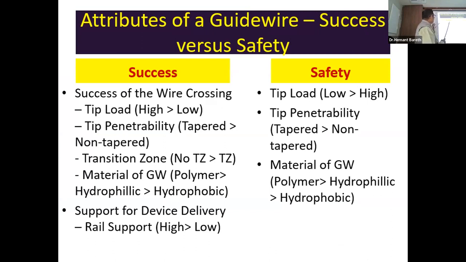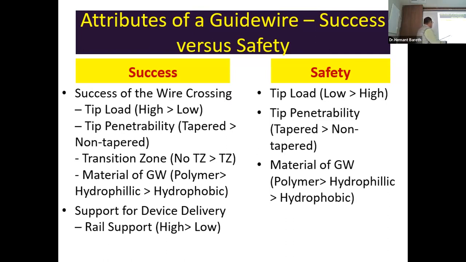So now, what are the attributes of a guide wire? Obviously, the ideal wire is one which is successful. And what are the attributes of success? Generally, success will be obtained when the tip load is high, when there is penetrability, and the tip is tapered so that it penetrates any kind of lesion. And when there is no transition zone, so that there is 1:1 torque transmission.